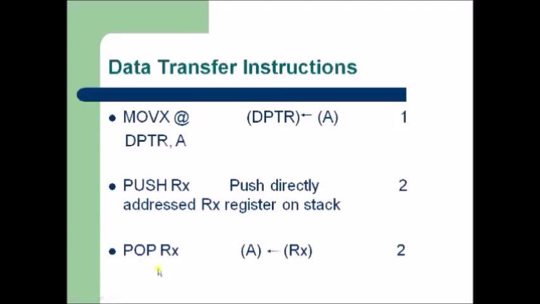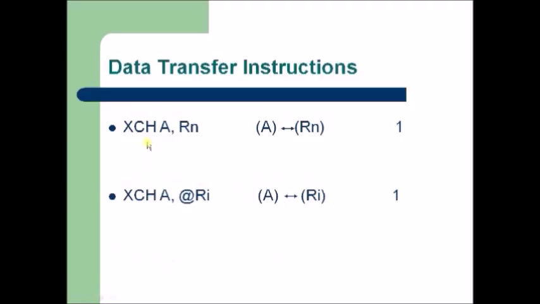Now POP Rx is nothing but the top of stack is popped and stored inside Rx register. Now XCH A comma Rn. So it is going to exchange the contents between A and Rn, which is nothing but swapping. Okay, and XCH A comma @Ri. So it is going to exchange the contents between A and value at Ri.